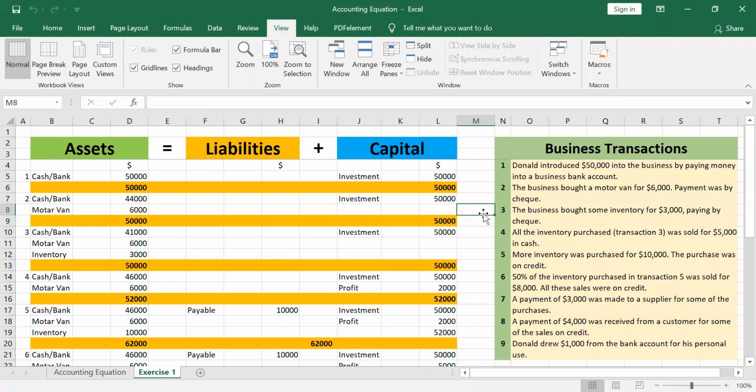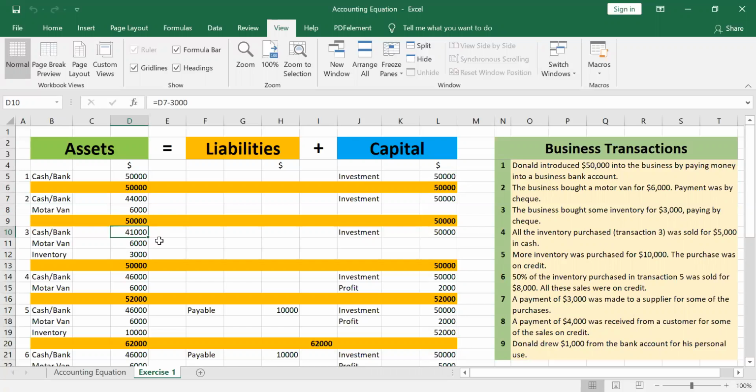Now we have transaction number 3. The business bought some inventory for 3,000 paying by check. Again, they are buying the inventory. Inventory is a current asset, if you remember. So it's an asset that will be recorded under the asset. And they're buying this inventory on cash, paying through check. That means simply the cash they're using for it from the bank. So they were having the cash of 44,000 previously. Now they have bought the 3,000 inventory. The remaining cash is 41,000.